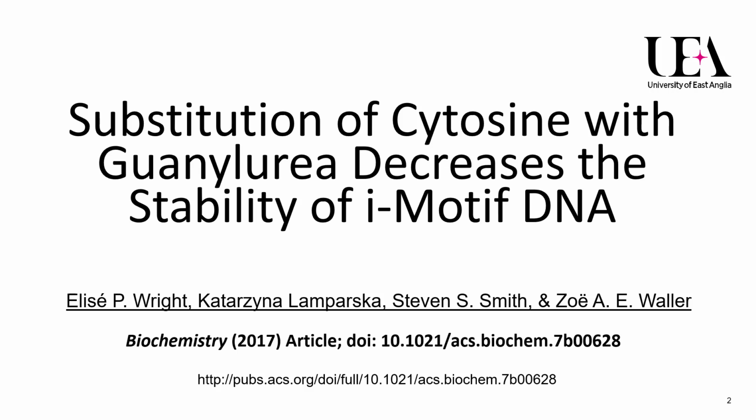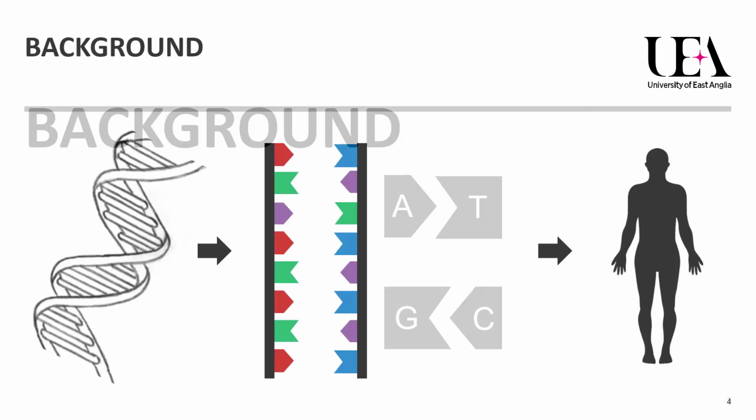The title of the paper is Substitution of Cytosine with Guanylurea Decreases the Stability of i-Motif DNA. This work is the result of a collaboration between both the Schools of Pharmacy at UEA and the Beckman Research Institute and Division of Urology at the City of Hope. So where does the story start?